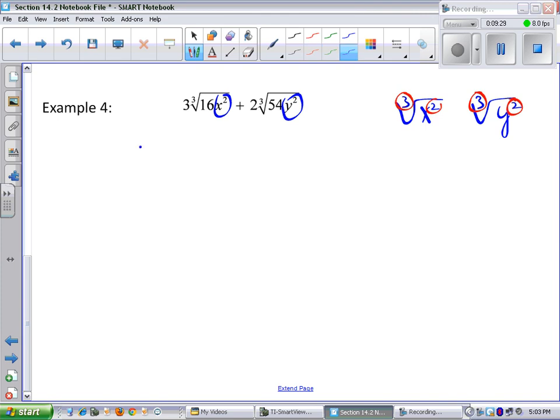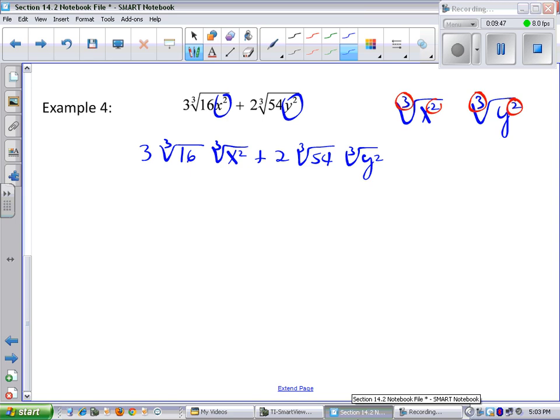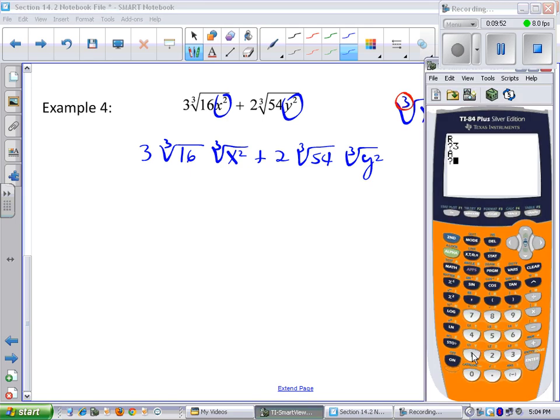I'll have 3. I'll have to break down the cube root of 16, and that cube root of x squared is going to stay underneath the radical. Then I have 2. I'll have to break down the cube root of 54, and that y squared is going to stay underneath the radical. So let's see. Cube root of 16: 2 cube roots of 2.